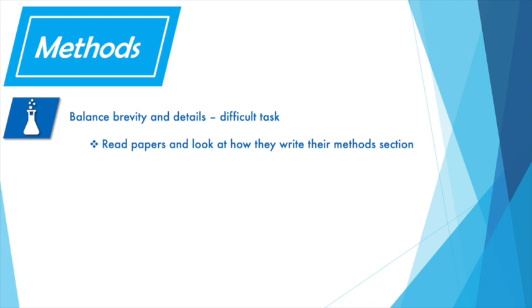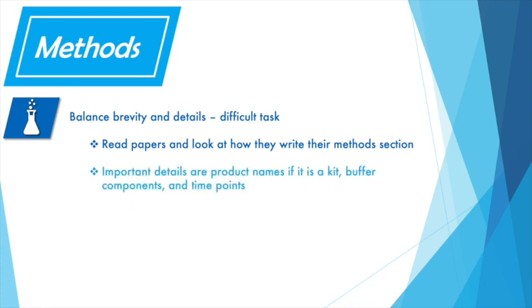So read a few papers and you can compare 2 or 3 of them to look at what the important details are, because these would be the recurring details in every paper. Off the top of my head, some of the most important details are the product names if you've been using a kit, a brief recipe of the buffers if you've made them yourself, and time points if you've done treatments for your experiments.